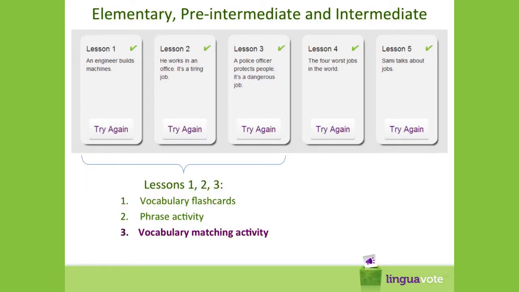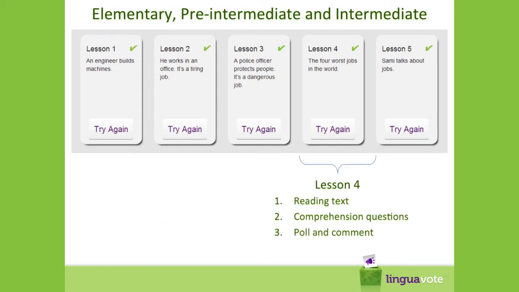The vocabulary flashcards and the phrase activity aren't the only exposure students get to the target language. Students also complete a vocabulary matching activity where they match photos to the phrases, and also a poll where they use the target language presented in the lesson to express an opinion. Lessons 4 and 5 are the skills-based lessons. In Lesson 4, students read and listen to a text around the unit topic, then do some comprehension activities, then vote in a poll around the issues presented in the text.